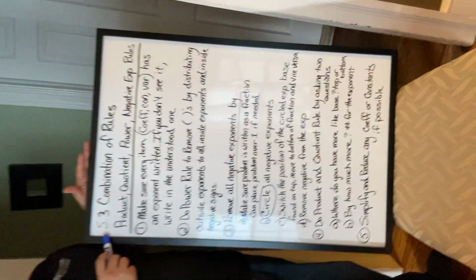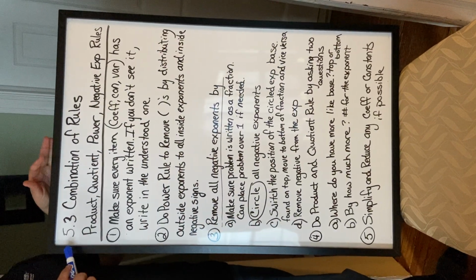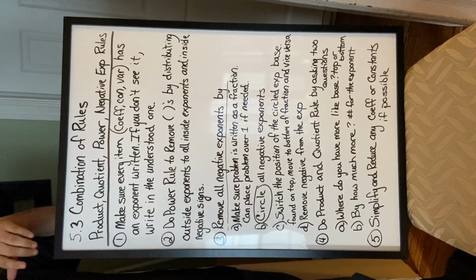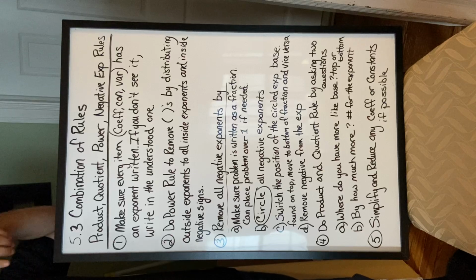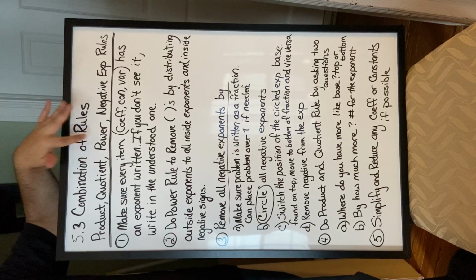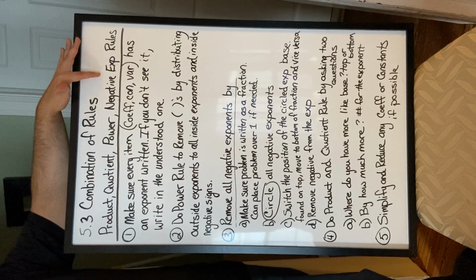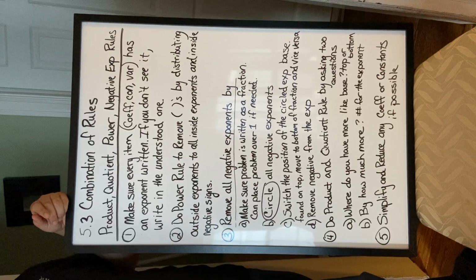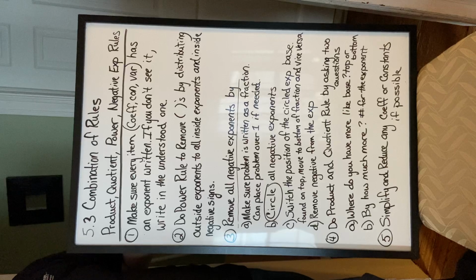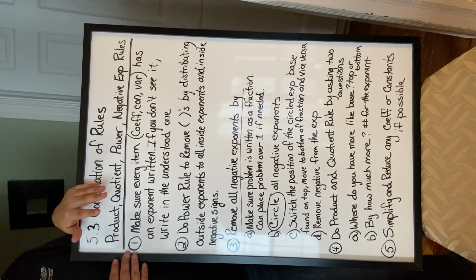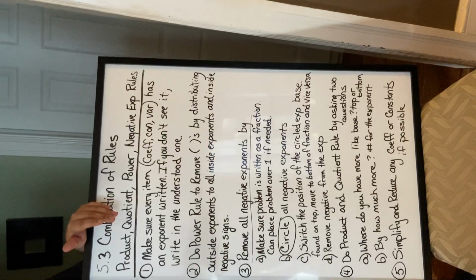So I hate to say this, but remember, we'll go back to this. We talked about combination of rules, and then we did combination of rules of just product and quotient. That was from 5.1. And then in 5.2, we added the power rule. And now from 5.3, we added the negative exponent rules. Okay? Not going to add any more rules to this. So let's go over these. Some of these steps will seem familiar to you.